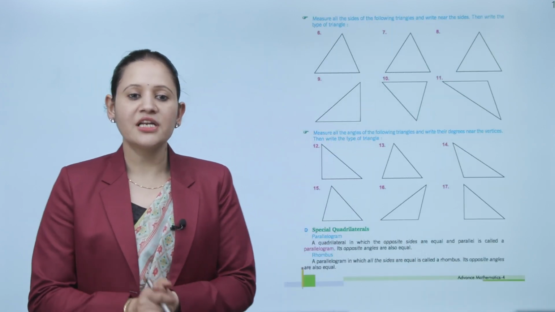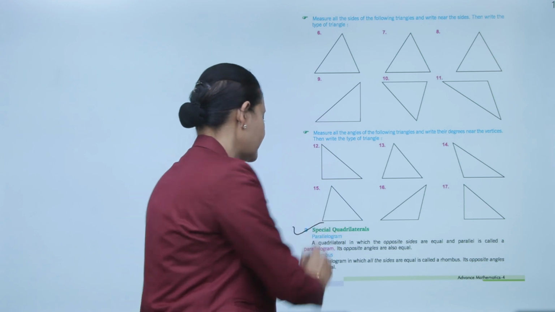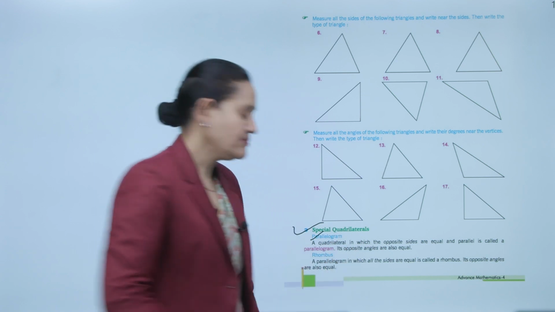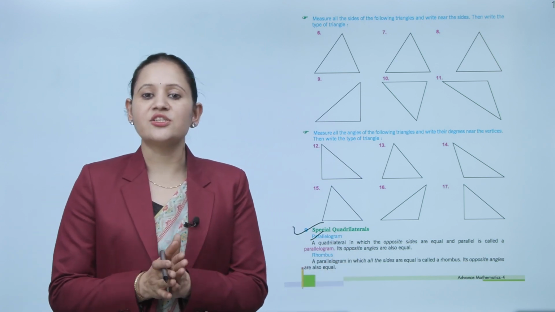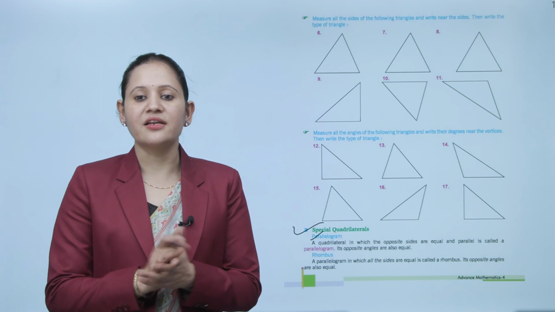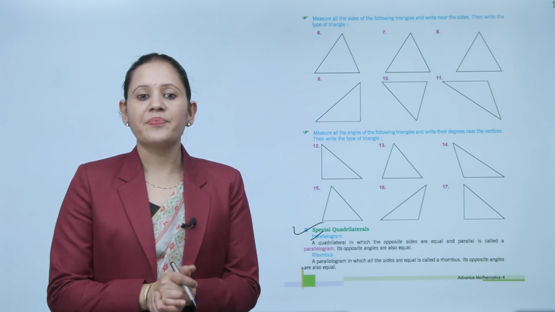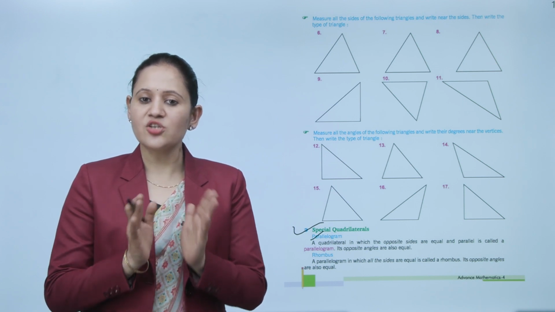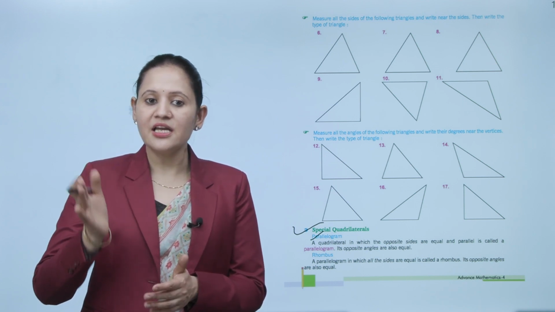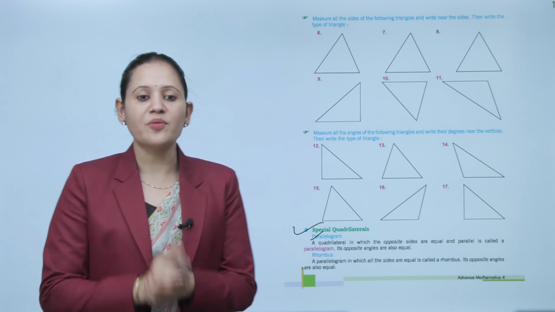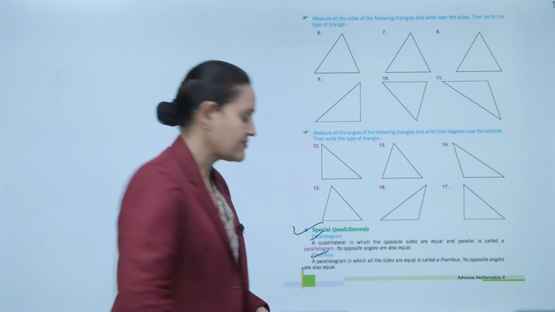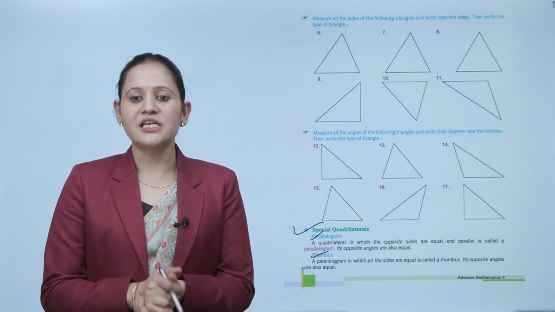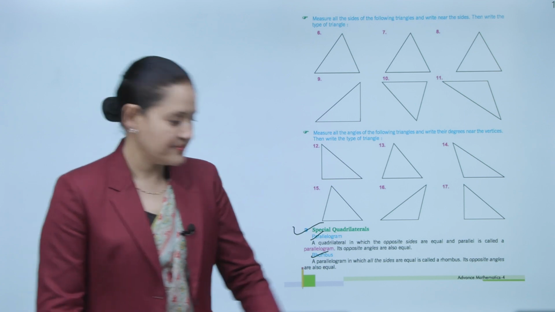Next is special quadrilaterals. First is parallelogram. A quadrilateral in which the opposite sides are equal and parallel is called a parallelogram. Its opposite angles are also equal. So that is a parallelogram, means opposite sides are equal and parallel and opposite angles are equal. Next is rhombus. A parallelogram in which all the sides are equal is called a rhombus. Its opposite angles are also equal.